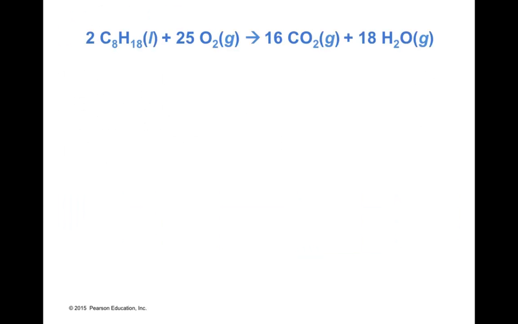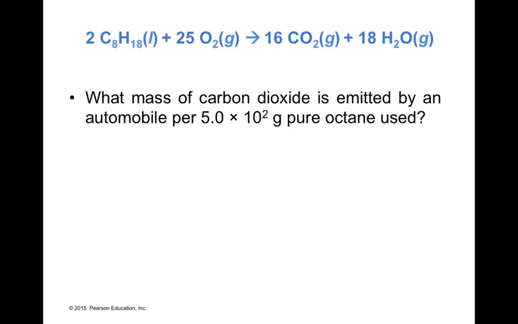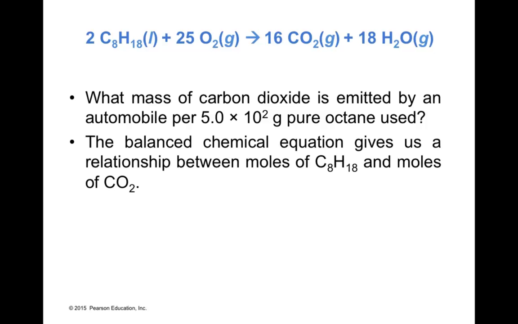We have here the reaction of octane. 2 moles of octane plus 25 moles of oxygen will produce 16 moles of carbon dioxide plus 18 moles of water. So the question is, what mass of carbon dioxide is emitted by an automobile per 500 grams of pure octane used? The balanced chemical equation gives us the relationship between the moles of octane and carbon dioxide. So that ratio is what? 2 moles of octane will produce 16 moles of carbon dioxide. So that's the ratio and eventually the conversion factor that we're going to use.